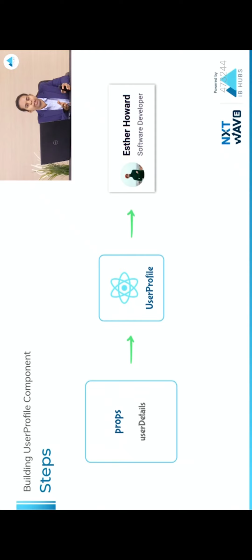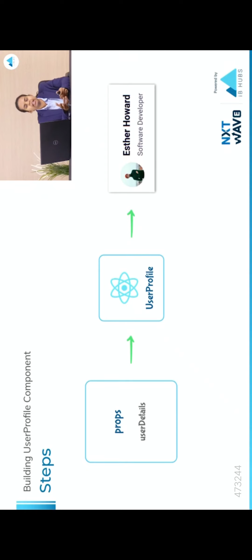So we'll create a user profile component, which will take the user details as props, and then based on the user details, the user profile component will create the profile of the user, right? That entire thing it will create. So the user details will be sent as props to the user profile component, and it will create the profile of the user. Okay, clear? So these are the steps involved.